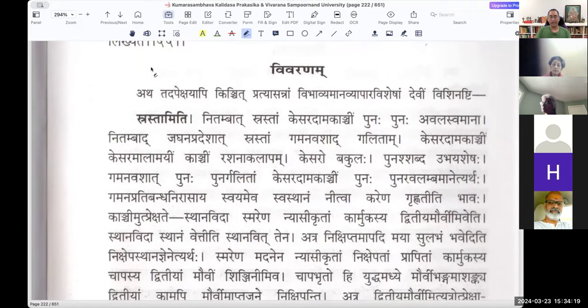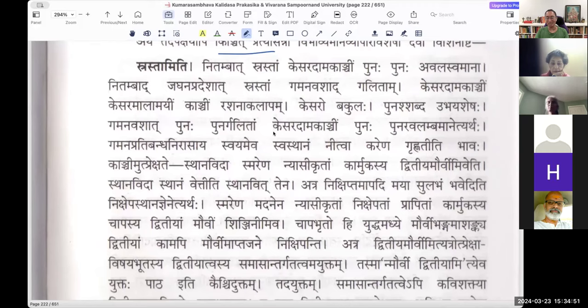Atha tadapekshaya api kinchit pratyasannam vibhavyamana vyapara visheshan devim vishinashti. No, tadapekshaya: before the earlier, after the earlier, she is now slowly moving closer and closer. Kinchit pratyasannam, she had come closer. Vibhavyamana vyapara vishesha: her cheshta, her actions are distinguishable right now. So he is describing her actions here.